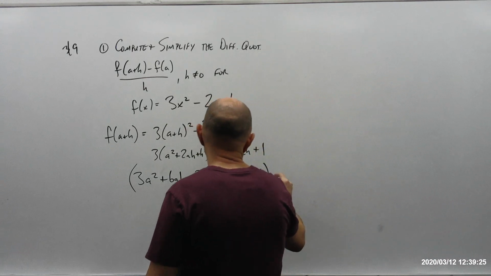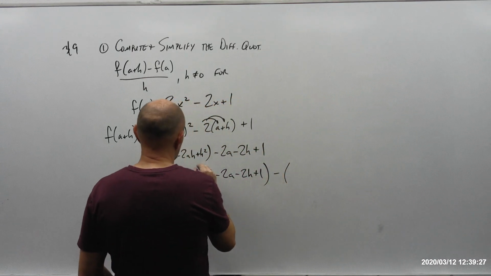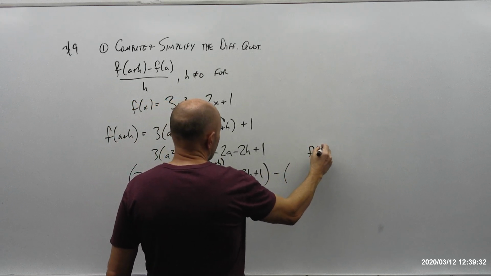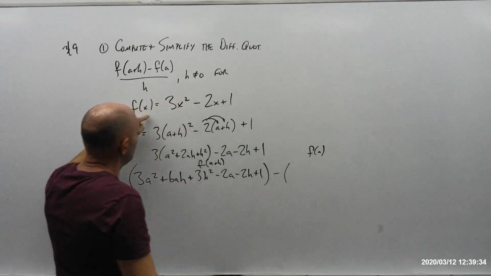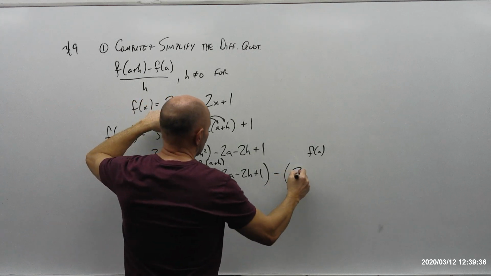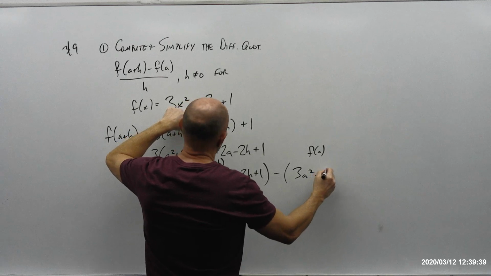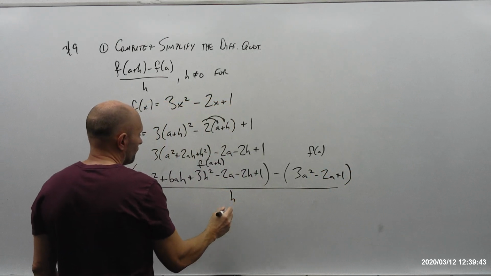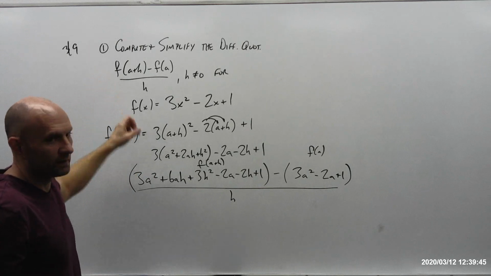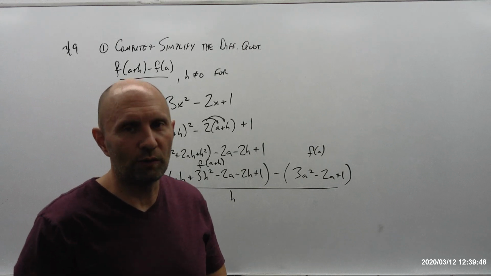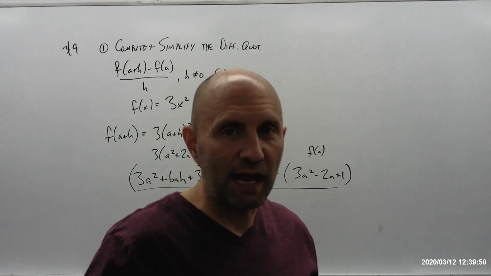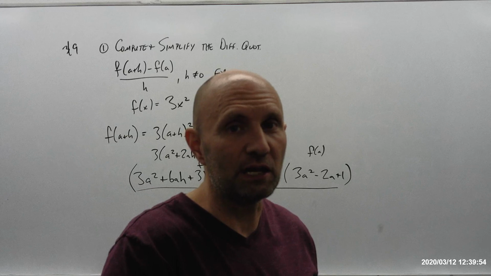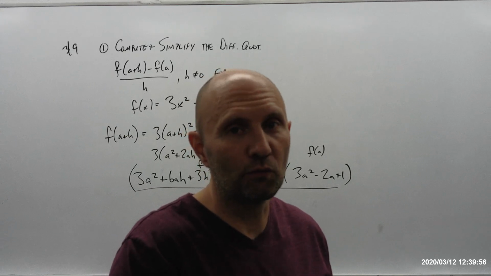Now we subtract f of a. So this is our f of a plus h in these parentheses. f of a is just take our function and replace the x's with a. So 3a squared minus 2a plus 1. And this whole thing is over h from our formula. If you have done this correctly, all of the f of a pieces better cancel out with something from the f of a plus h. If they don't, you have something wrong.